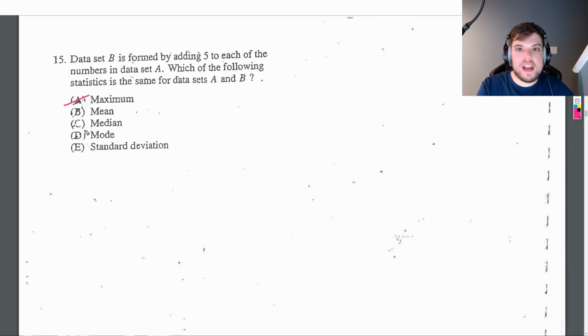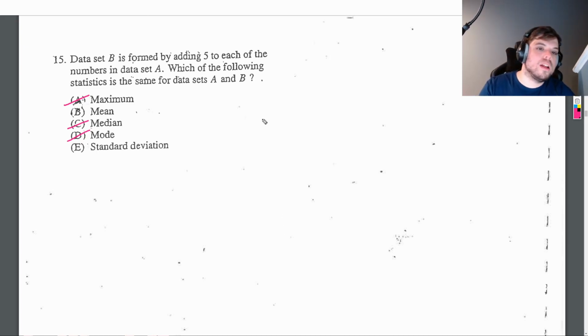Median. If we're adding 5 to everything, that means the median is going to have 5 added to it as well. Those are just numbers. Mode. If we're adding 5 to the mode, then whatever it was before, again, it's just a number. It's just going to be 5 more. So I think that you could pretty reasonably come down to just mean and standard deviation. What happens to the mean?